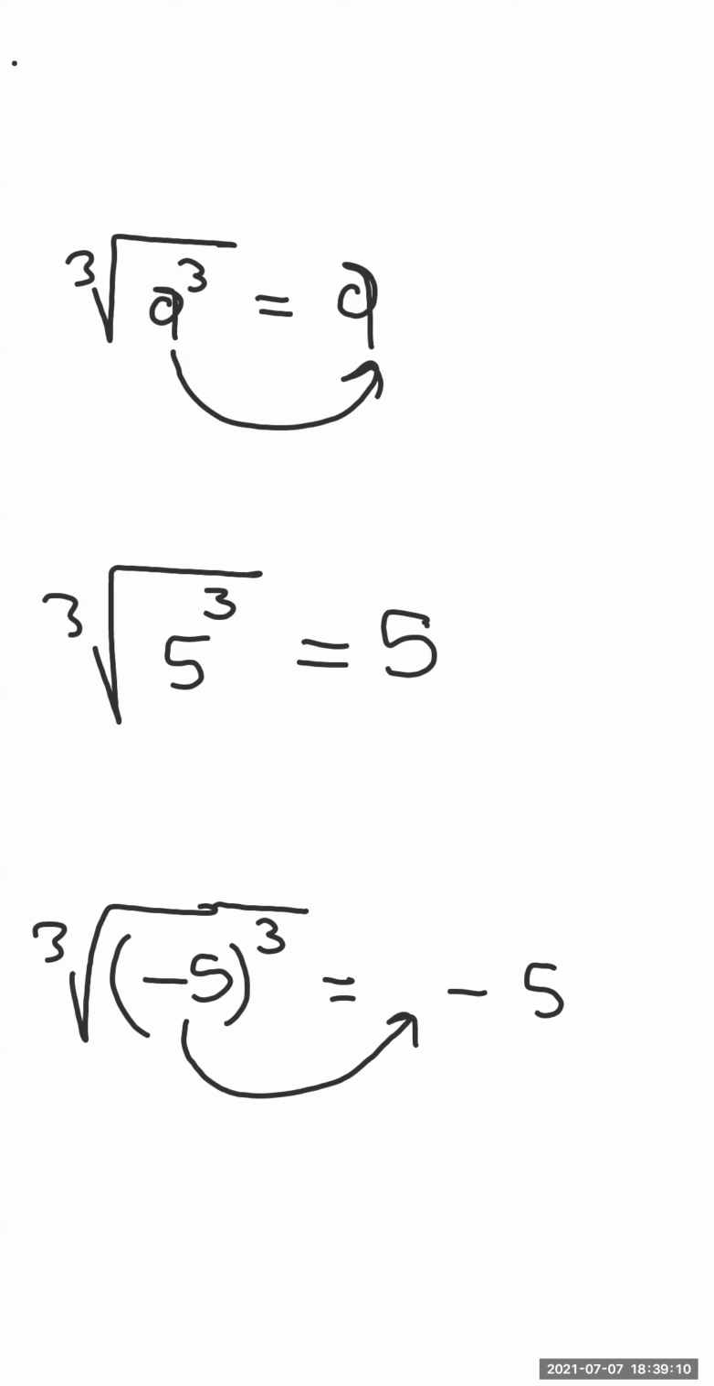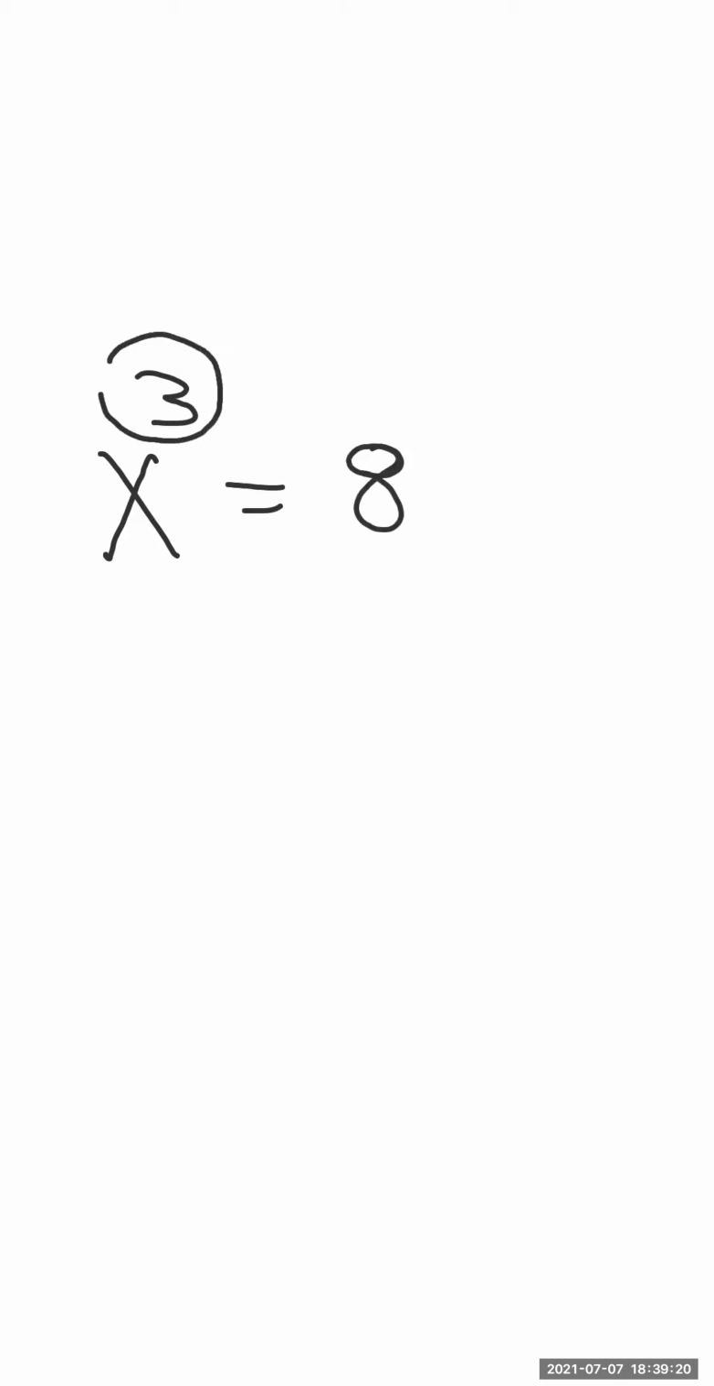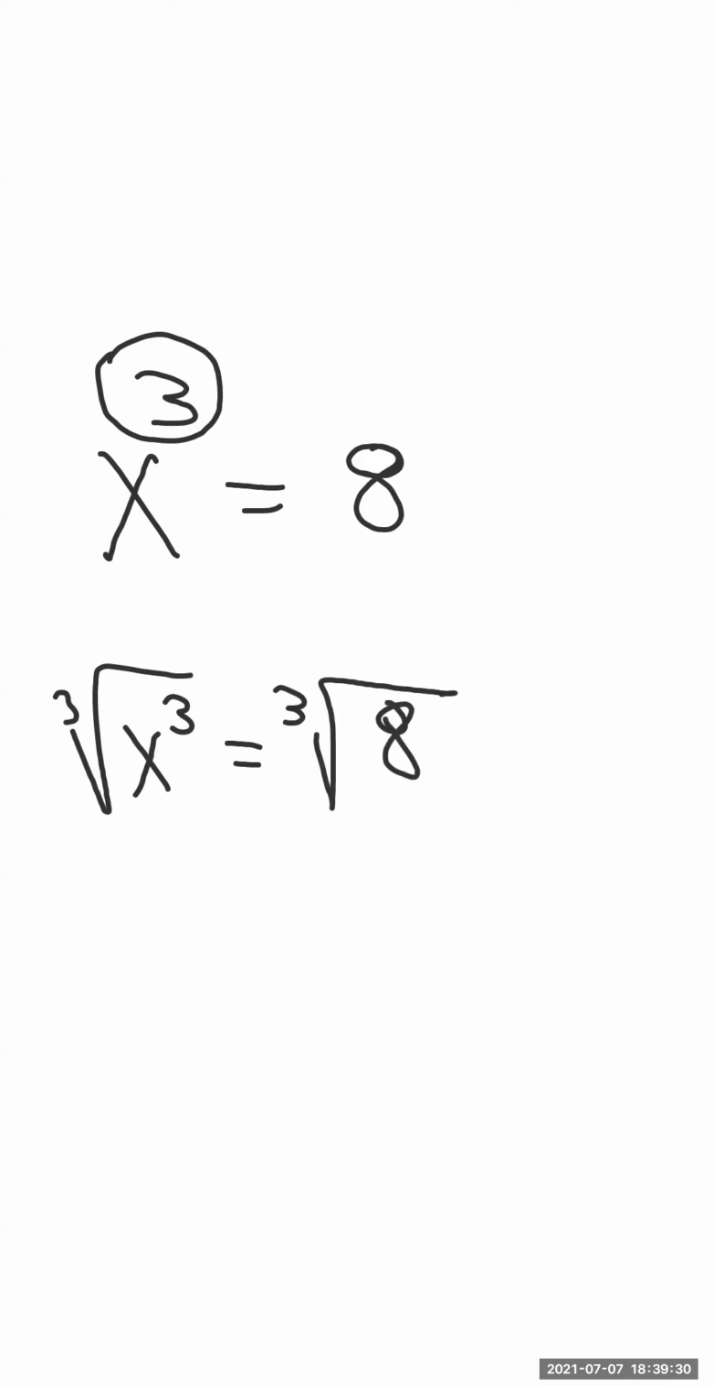Okay. The next point, if x to the power 3 equals 8, now this one is power 3, so we have to get the cubic root for the two sides. So the cubic root of x to the power 3 will equal the cubic root of 8. Now x will equal 2. Okay, guys, are we clear till now?